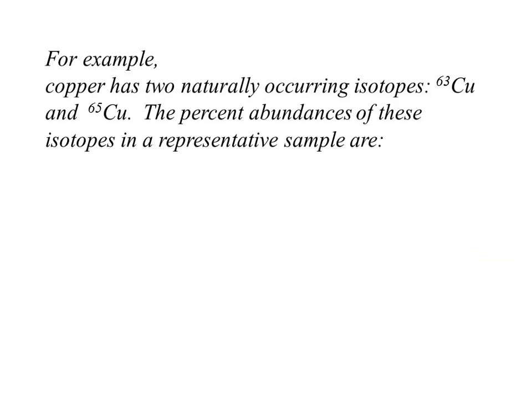Okay. So for instance, if we pick on copper. We said one way to talk about the different isotopes, or forms, is to put the mass number in the upper left-hand corner. So here we have copper and copper. Copper is atomic number 29. So 63 minus 29 is 34.